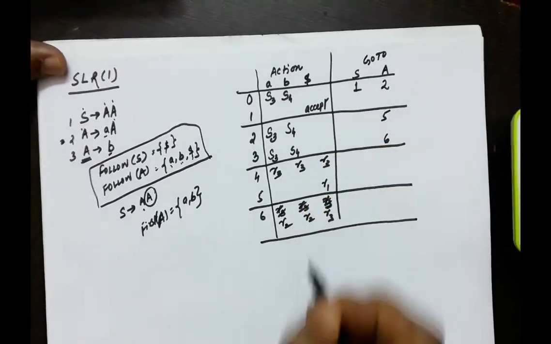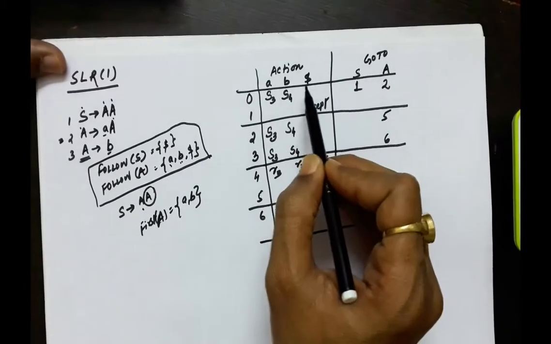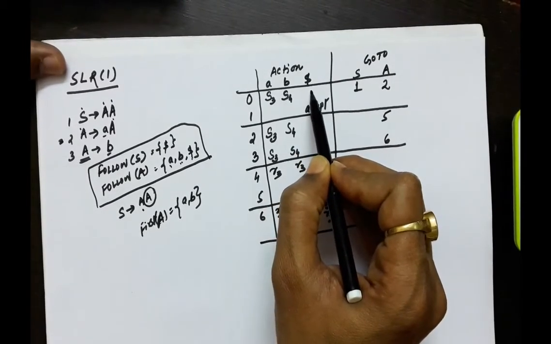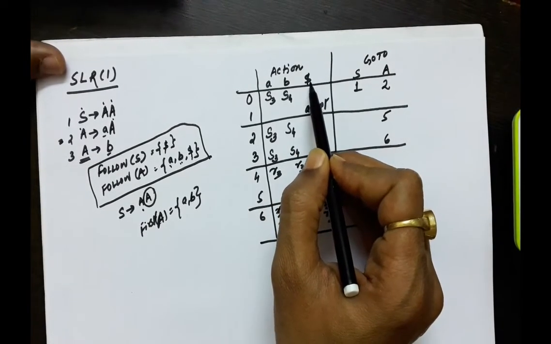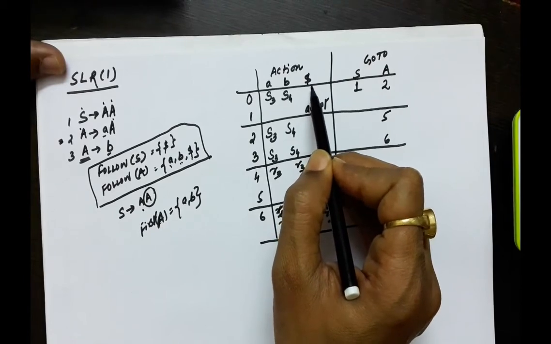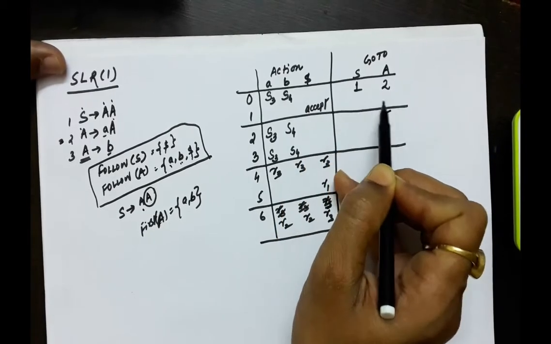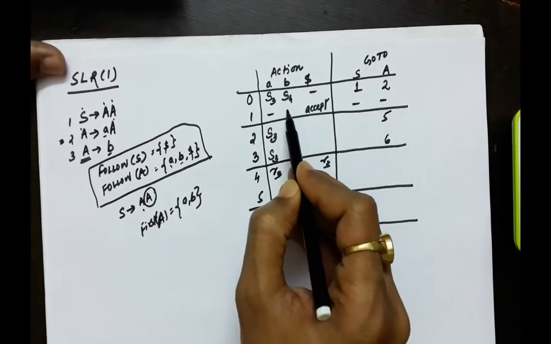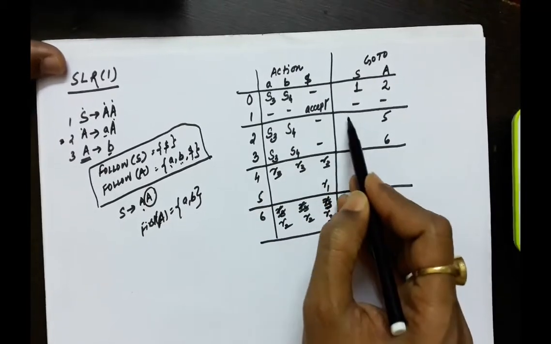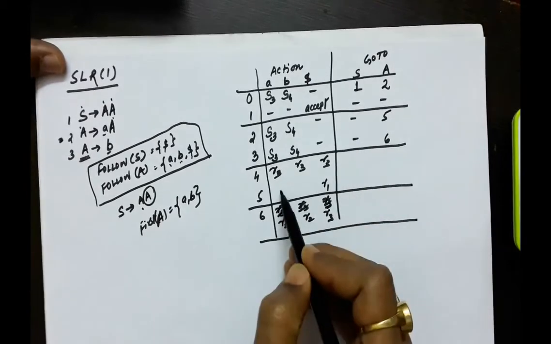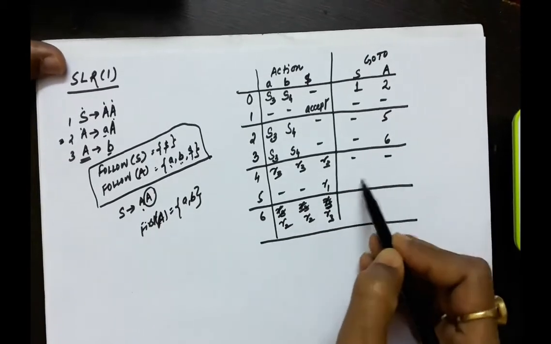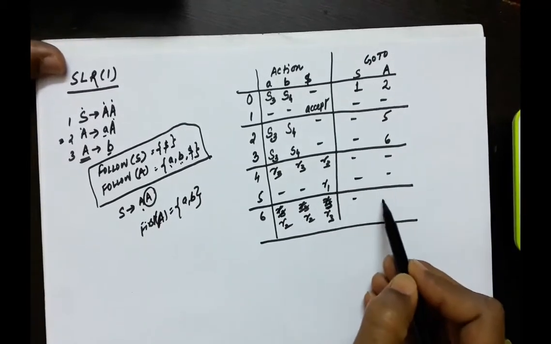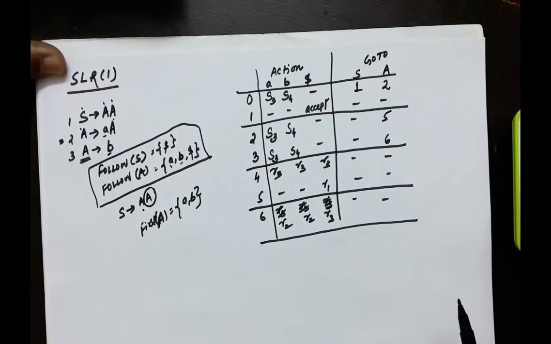Now we have some blank entries here in the table. Blank entries are telling us these are the errors. While parsing, if we encounter these blank entries, we will say that these are errors. So whenever we encounter these positions while parsing, we will say that this is an error. Every blank entry in the parsing table is an error.